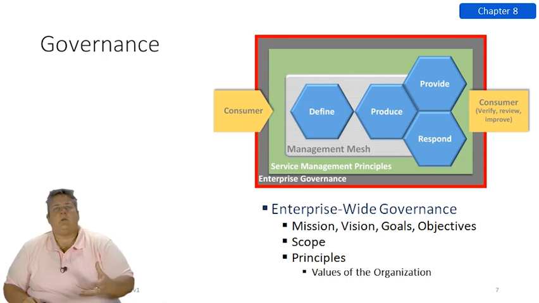Governance then will give rise to the mission, vision, goals, and objectives. Remember, this is my stakeholder group. They provide the scope of how the organization will operate. And once we have those mission, vision, goals, and objectives, they really do give rise to the principles or the values of the organization. And we're going to see that a little bit further on as we talk about those service management principles.